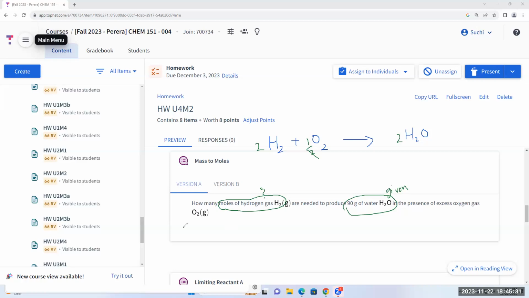So we'll start with what is given. We have 90 grams of water, H2O. But we don't want the grams of H2O, so we want to get rid of that. To get rid of the grams of H2O, we're going to divide by the molar mass of H2O. So in other words, we're going to divide this by 18 grams of water, because that's how many grams of water we have in 1 mole of water.